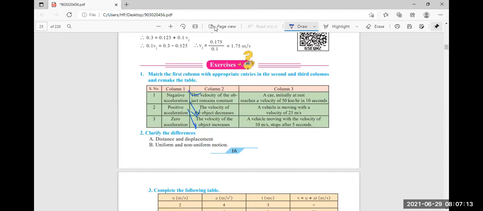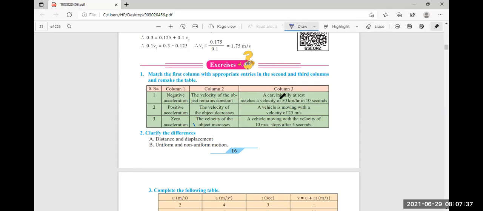And zero acceleration, what will be there? Zero acceleration will tell me constant. It will remain constant. Very good. So like this we have got all these first two columns joined to each other, or we can say they match each other. Then next, in negative acceleration, what is the velocity of the object? Increases. Now see, some examples are given.